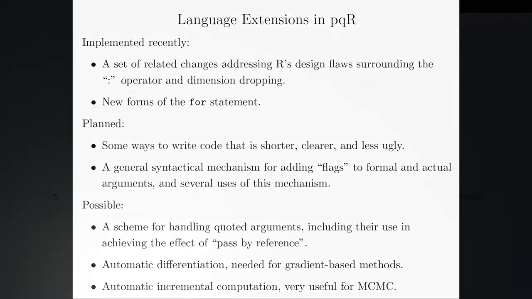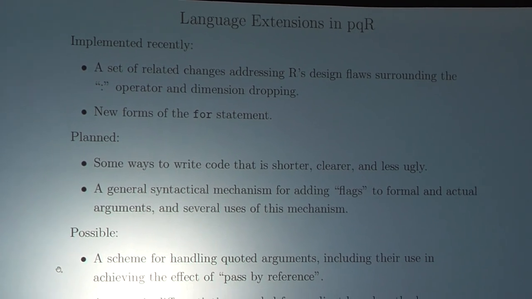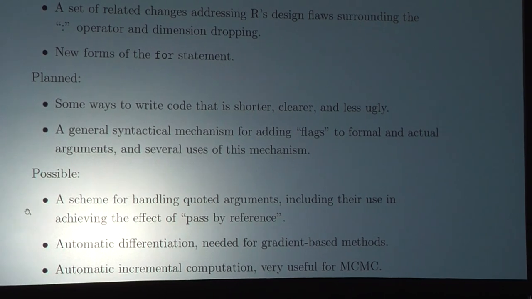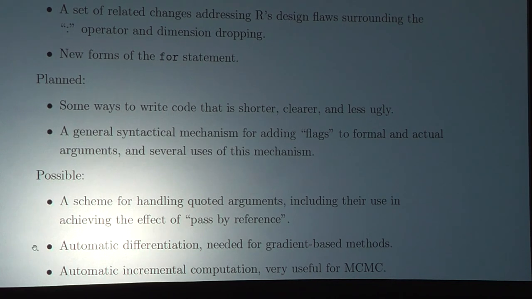So some planned extensions in pqR are some ways of writing shorter, cleaner, less ugly code. And another general sort of syntactic mechanism for adding flags to arguments. And then this syntactic mechanism allows one to do various different facilities which are not particularly related as far as the semantics goes. They're related by the syntax of adding flags. And then more in the lines of possible schemes are schemes for quoted arguments and passing things by reference that relates to the talk that will come after mine. And I'd like to add automatic differentiation and also automatic incremental computation, although the second of them I'm not so sure how to do.